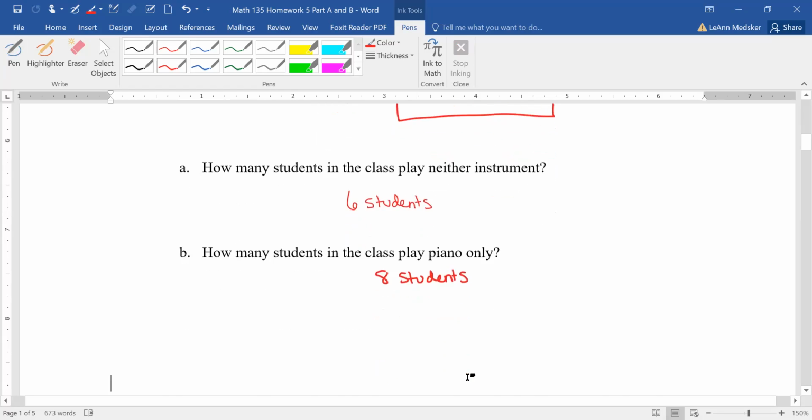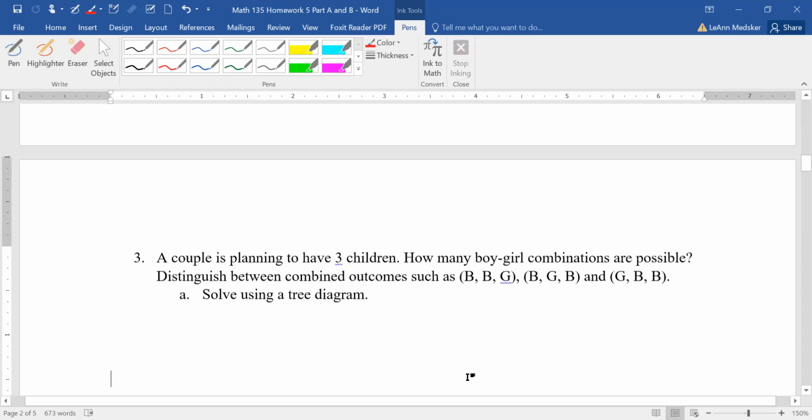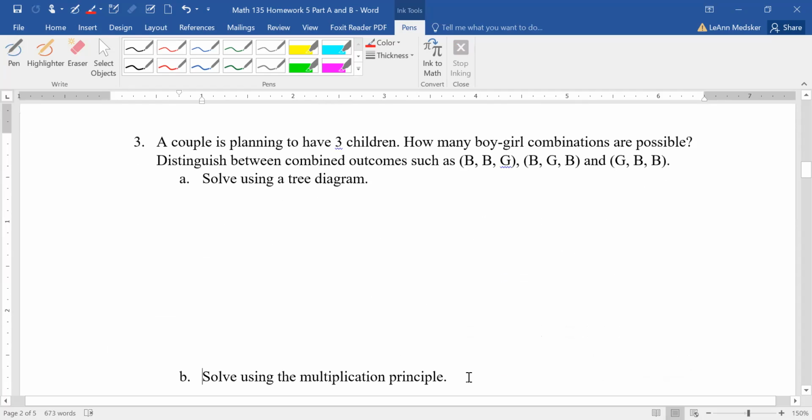Let's see if there's a part C. No. Okay, so let's look at number 3. It says a couple is planning to have 3 children. How many boy-girl combinations are possible? Distinguish between the combined outcomes such as boy, boy, girl; boy, girl, boy; girl, boy, boy. What they're saying is that birthing order is going to matter. They're considering having 2 boys and a girl different depending on where the girl was born in the birthing order. So they're telling us to distinguish between different orders of first child, second child, third child.